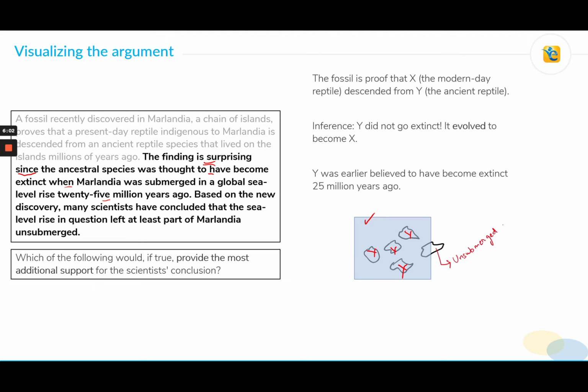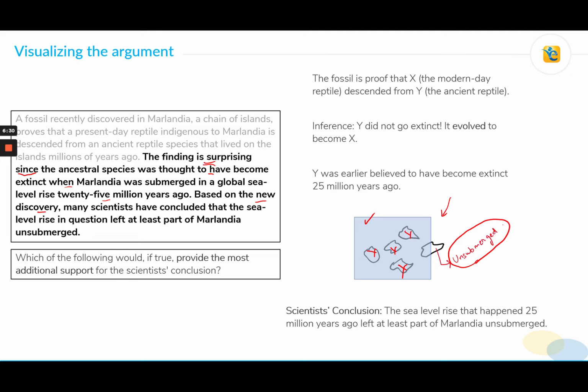Based on the new discovery, what is this new discovery? The fossil that has been discovered, the implication being that this ancestral species Y actually survived and did not get wiped out. Based on this discovery, scientists have concluded that 25 million years ago there was a sea level rise. The sea level did rise, but not every inch of Marlandia was submerged. There was at least some portion of Marlandia that remained unsubmerged. This particular aspect is the claim that is being made.